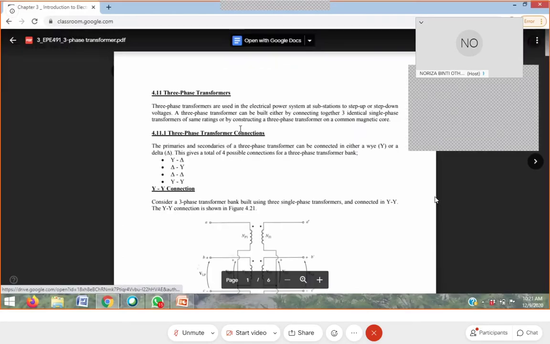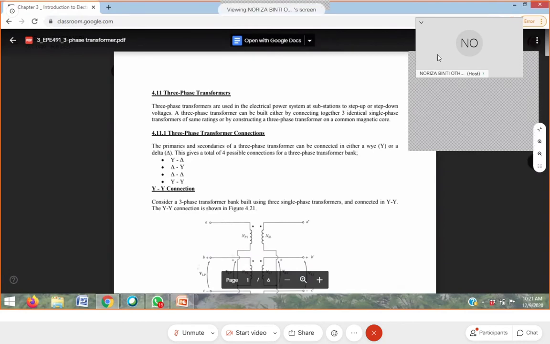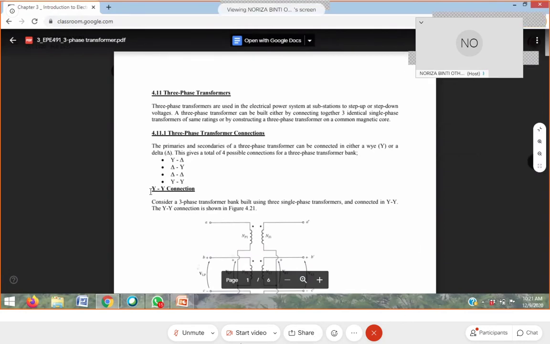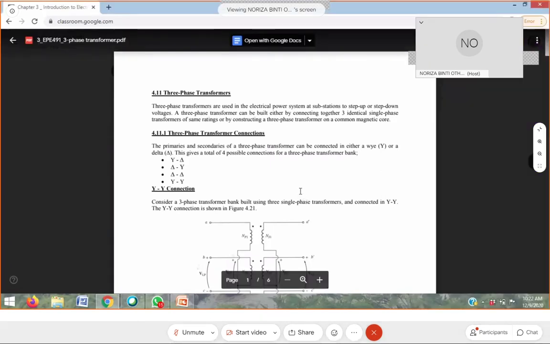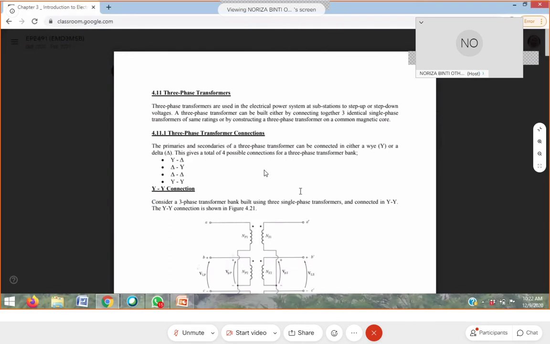Three-phase transformer. Okay, kalau tengok three-phase transformer. So, three-phase transformers are used in electrical power system at substation to step up and step down voltages. So, samalah function dia, single-phase and three-phase ni, to step up and step down the voltage.